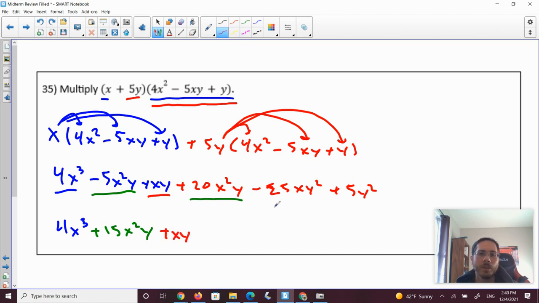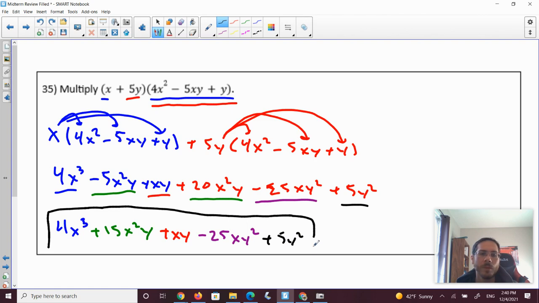All right. Up next, we've got this xy squared. That's the only one of those. So 25xy squared. And then at the end, there's only just one 5y squared. There we go. Nice big polynomial. When we combine like terms, again, we got to be really careful with all the squareds. Find out which ones are the squareds, which ones aren't the squareds.